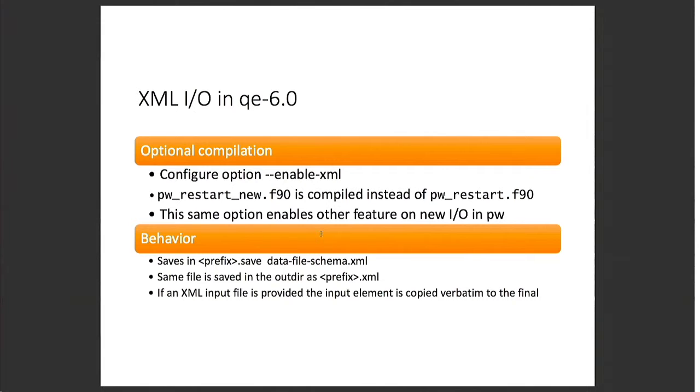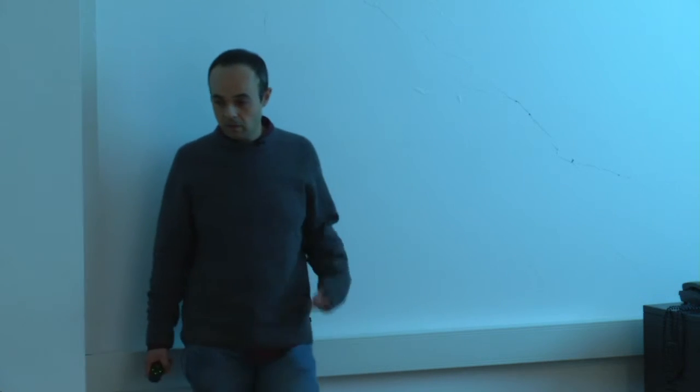So what is the status now of the new XML input-output in Quantum Espresso? It is still optional, and to test it, one has to compile the code with the configure option enable XML. The main consequence of this switch is that it will compile the PW restart new F90 file instead of PW restart, and with this option you also enable all the new input-output features of Quantum Espresso, about which Paolo was speaking before.